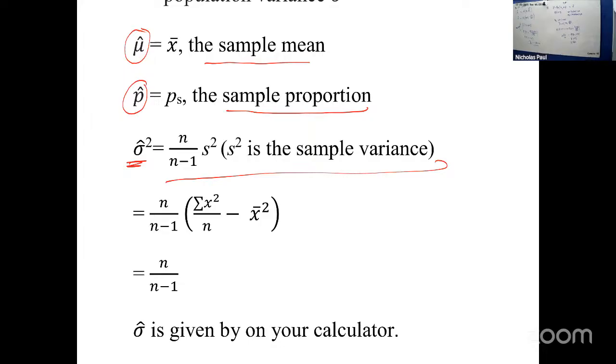Normally the hardest thing is finding the variance. There are two ways that we can find the variance. Number one, if we find the sample variance, you multiply the sample variance by n over n minus 1. That will give us the estimate for the population variance. Or if we have actual x values, we can use this version of the formula, n over n minus 1 times the mean of x squared minus x bar squared.